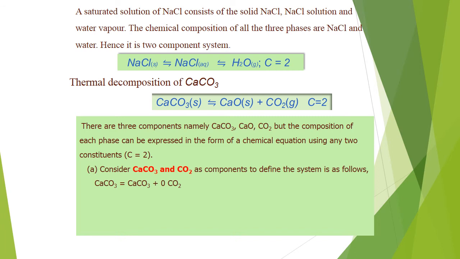Okay. So first, the solid phase of calcium carbonate. Considering calcium carbonate and carbon dioxide, I can express calcium carbonate, and 0 carbon dioxide. Putting plus and writing is called a chemical equation. So CaO I can represent as calcium carbonate minus carbon dioxide. What is left out here? So CaO is left out. So I can represent that, and carbon dioxide as 0 calcium carbonate and plus carbon dioxide. Hence, I can represent 3 different phases with these 2 elements itself. So it turns out to be a 2 component system.